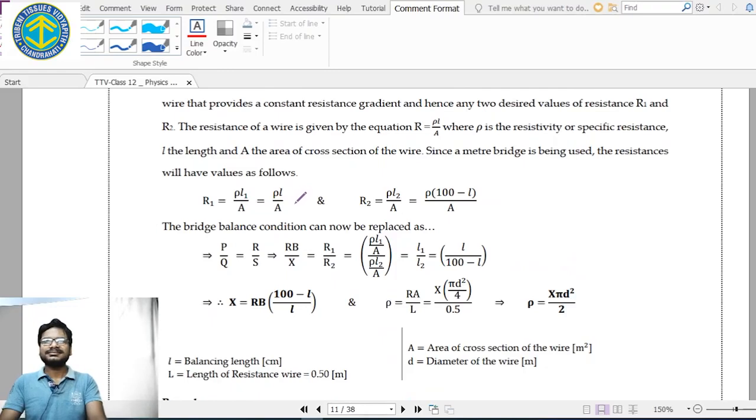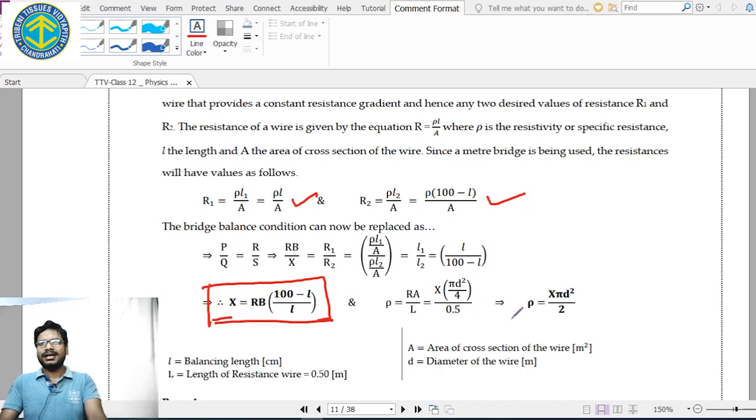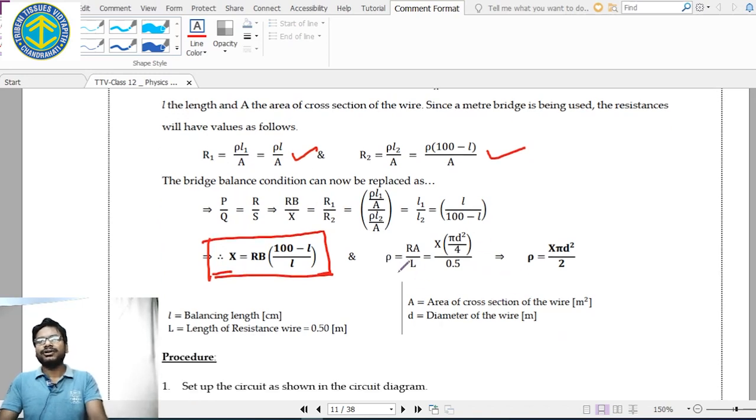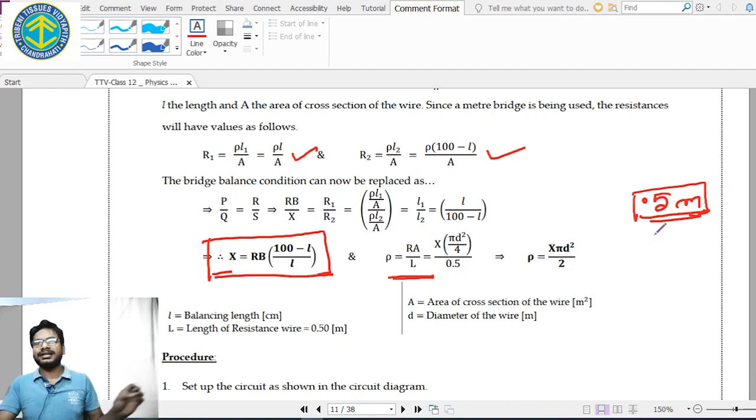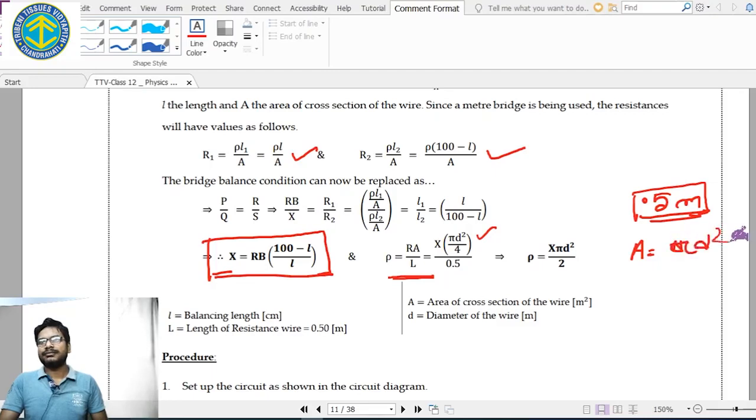As I discussed, R1 equal to this, R2 equal to this, and then we will find out this equation. So this is the equation we are going to use, as I discussed already, and for rho it will be rho equal to R A by L, and L is basically 0.5 meter. Okay, this is given, the length will be 0.5 meter, and cross sectional area I have to find out. How can I find it out? I can find it out by this equation, A equal to pi d square by 4.